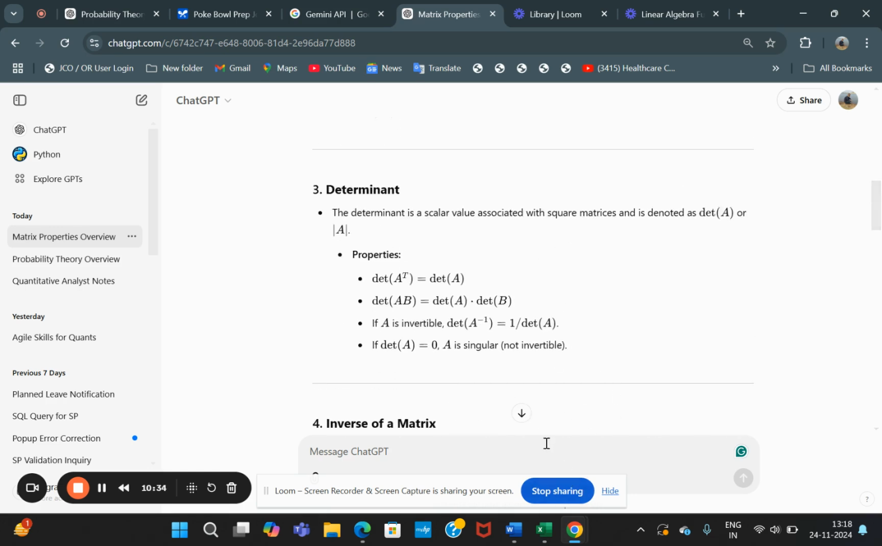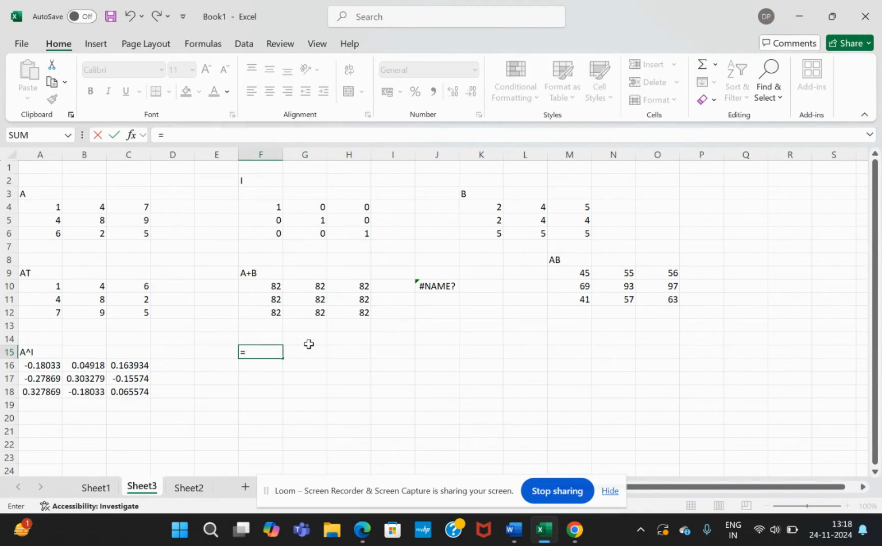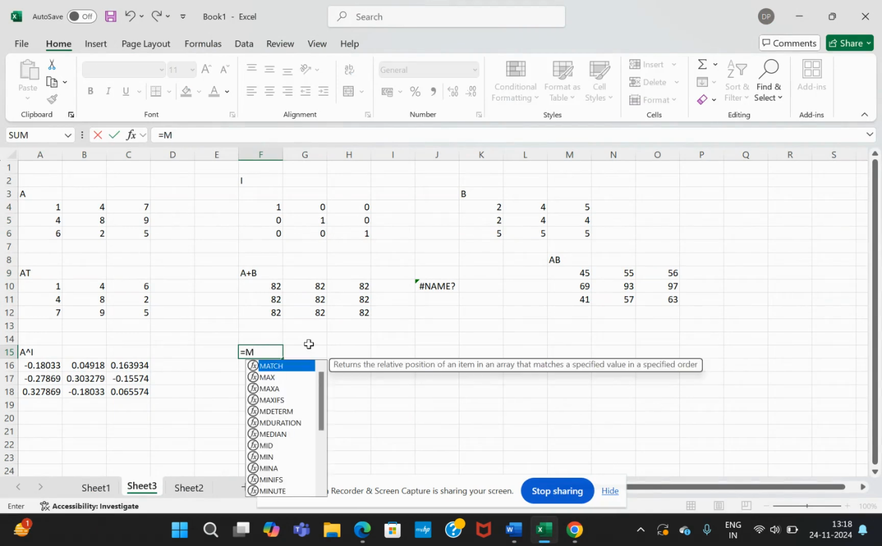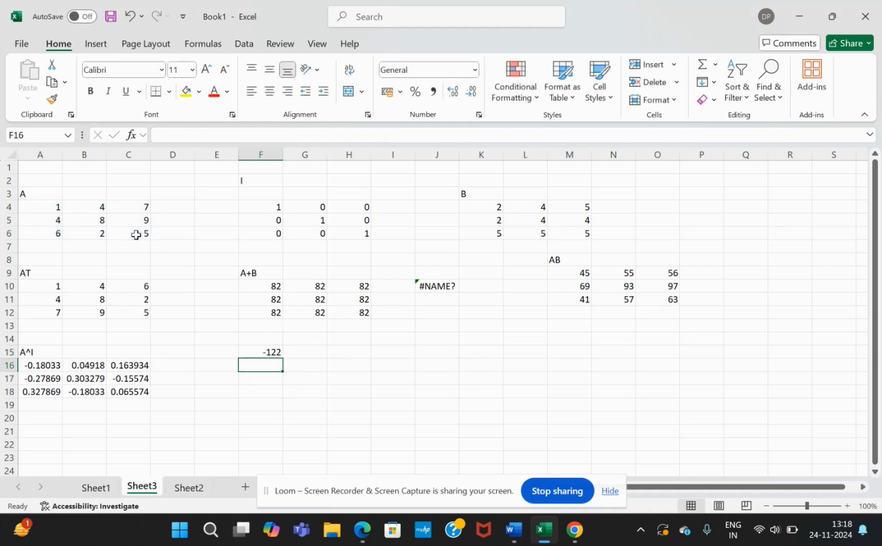The determinant of a matrix. How to calculate the determinant of a matrix? It's the most important concept. If we want to calculate the determinant of matrix A, let's use M determinant, and then we just select the matrix and press the enter button, but we made some mistakes, so we need to select the three cells.